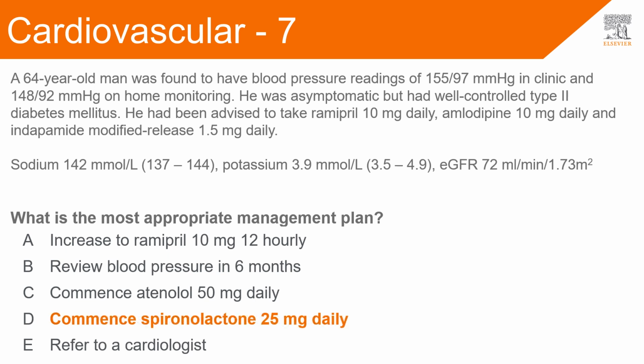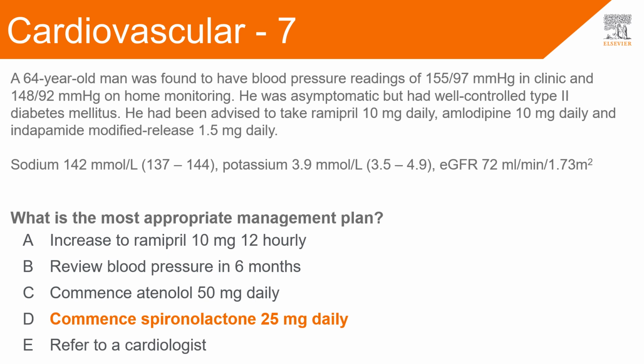The correct answer is option D, commence spironolactone. Now, spironolactone is a potassium-sparing diuretic with anti-aldosterone properties. This is the preferred fourth-line agent for treating resistant hypertension. It's effective when the patient's blood pressure remains above the target despite maximum therapy of an ACE inhibitor, ramipril, a calcium channel blocker, amlodipine, and also a thiazide-like diuretic, indapamide. And because spironolactone can lower the blood pressure, it can also give additional cardiovascular protection.